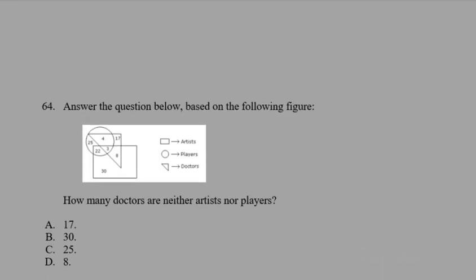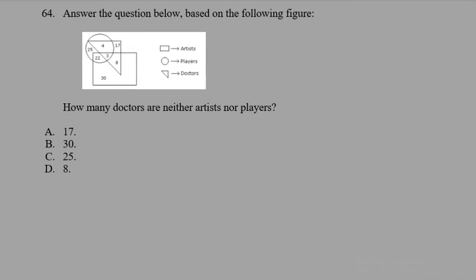We'll move on to the second question of logical reasoning. Question 64 says, answer the question below based on the following figure. As we can see, we have a figure including a circle, a triangle and a rectangle, each representing different characters: for the rectangle we have artists, for the circle we have players, and for the triangle we have doctors. And the question is, how many doctors are neither artists nor players? We need to answer this on the basis of this diagram.